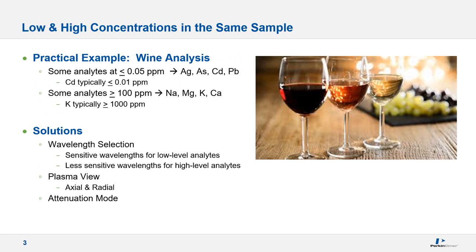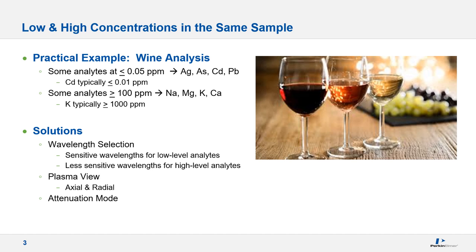An example of measuring both high and low concentrations in the same sample is in the analysis of wine. Some analytes are typically present at less than 0.05 ppm, with cadmium typically being present at less than 0.01 ppm. However, minerals also have to be measured, and they are usually present at concentrations greater than 100 ppm, although potassium is usually present at 1000 ppm or greater.